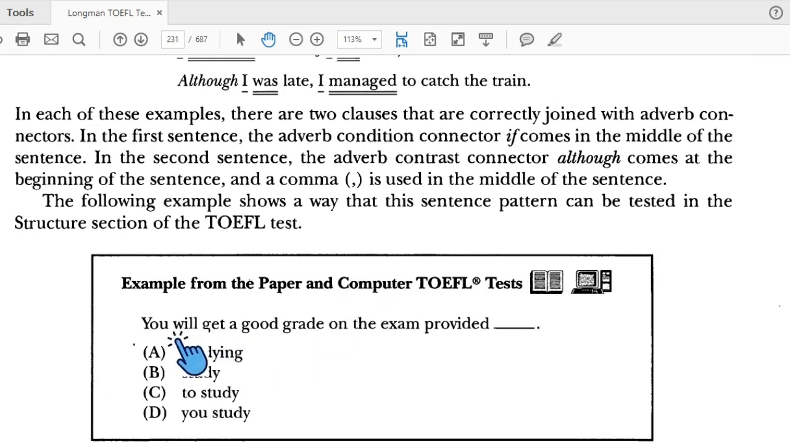For example, try to answer it, guys. Which one do you want to answer? A, B, C, or D? You is a subject, will get is a verb. Okay, provided is an adverb connector, and we need a subject and a verb here. So this one is only a verb, so it's not right. You study, subject, verb. So the answer is D.